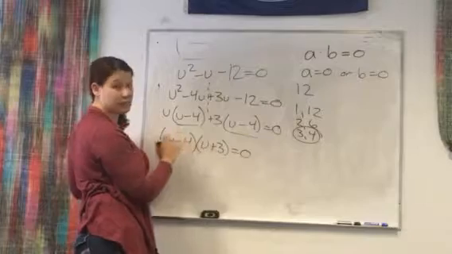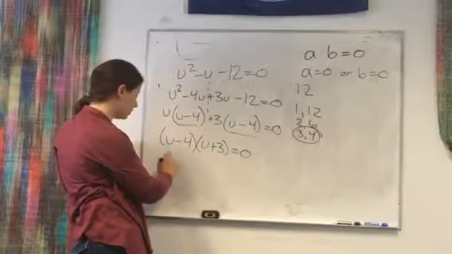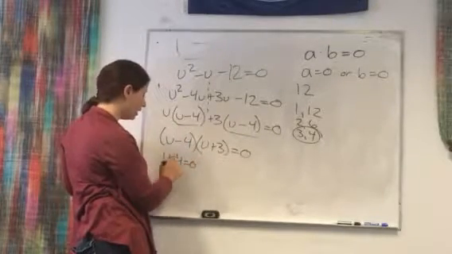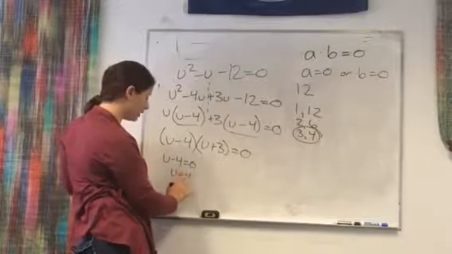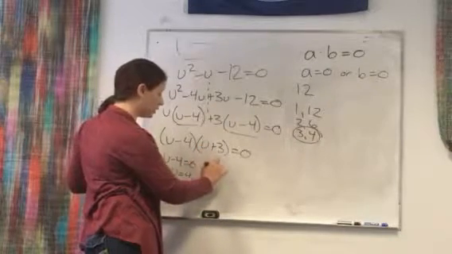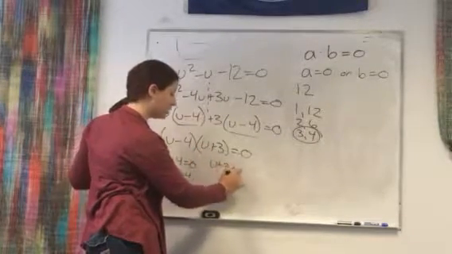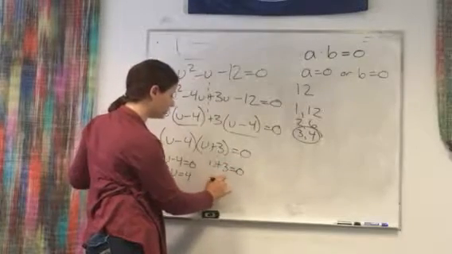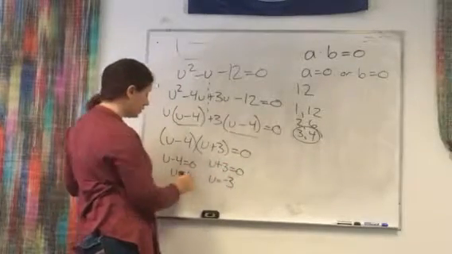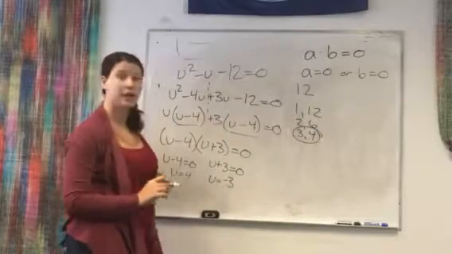So then each piece equals 0, just like the last one. So u minus 4 equals 0. Add 4 over, so u equals 4. So u plus 3 is equal to 0. Subtract the 3, so u equals negative 3. So 4 and negative 3 are our answers.